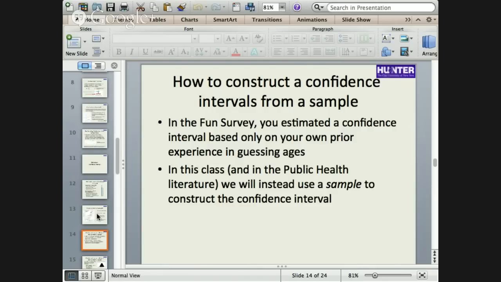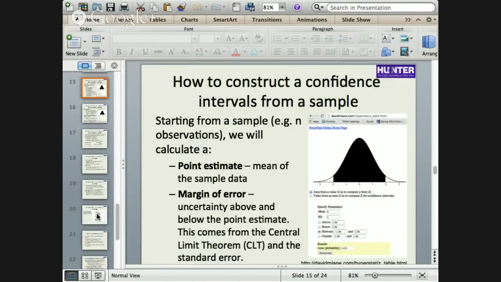But in this class, in statistics and in the literature, the way it is generally done is from a sample, so from a set of measurements out of a population. That's what we're going to use to construct the confidence interval. So the way you do it, you take your sample, you have some number of measurements, you have 100 measurements.